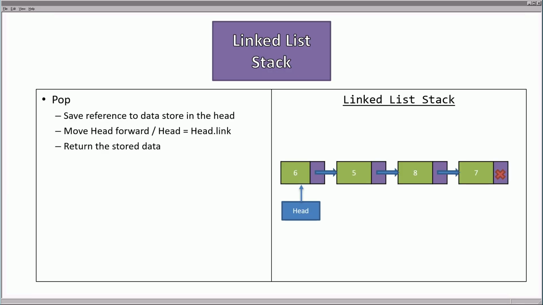Now, when we are popping or removing an element from a stack, what we do first is something very similar. We have to save a reference to the data that's stored in the head. Next, we move the head reference forward and then return that data. So if we have this kind of structure, the data that's stored in the head is 6. So we need to store a reference to that value. After that, we move the head forward.